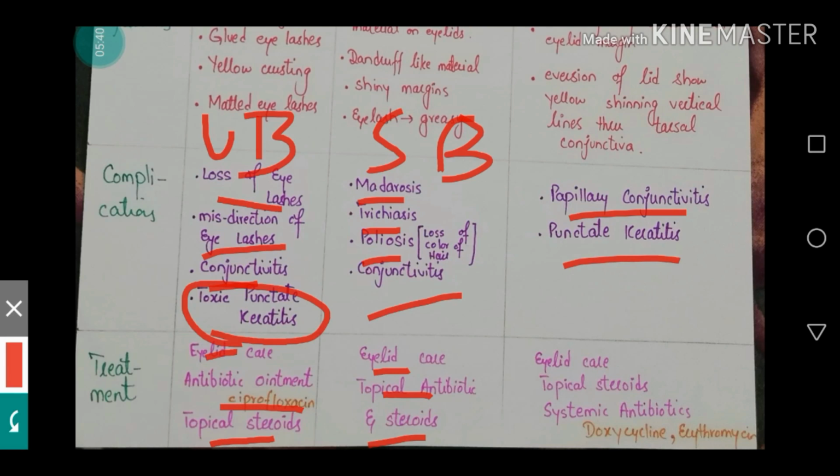Thirdly, in terms of meibomianitis, eyelid care and steroids will help, though systemic antibiotics are required. They include doxycycline and erythromycin.